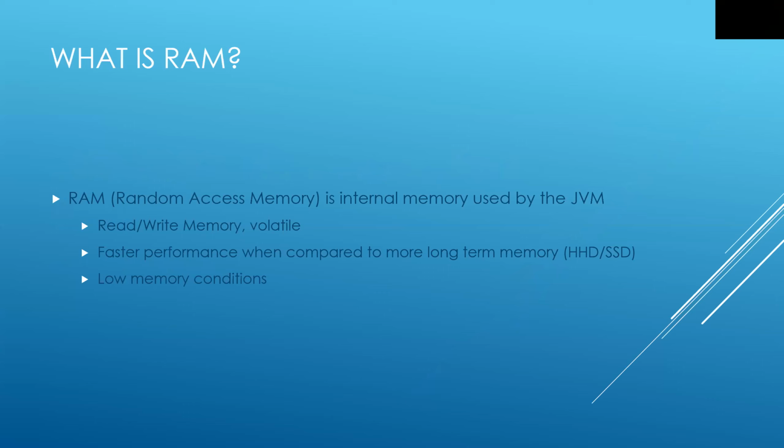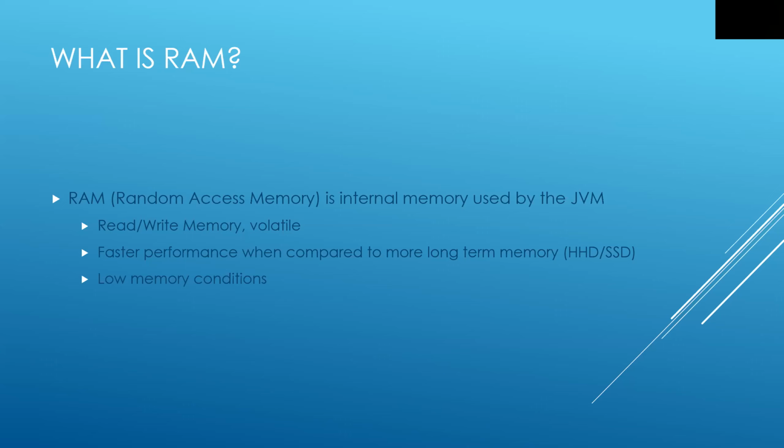RAM, random access memory, is internal memory that's going to be used by the JVM. Obviously it's used by the CPU, but just assume the JVM for now. It's read-write memory, and it's volatile. By volatile, I mean nothing is permanently stored in RAM. We'll talk about how memory is allocated from RAM in the next section, but don't worry about that now.